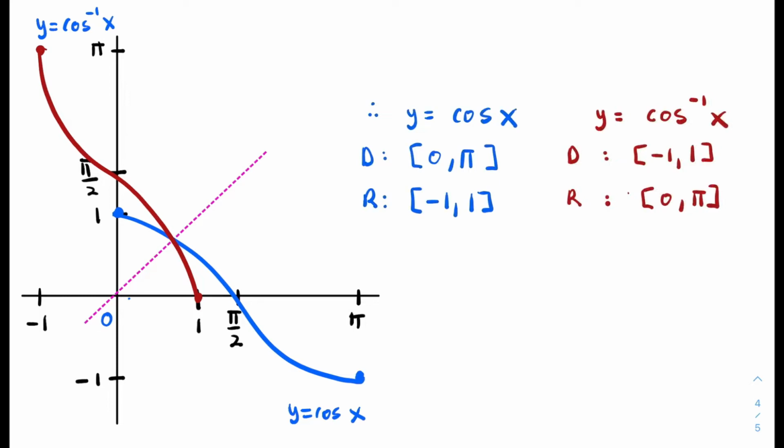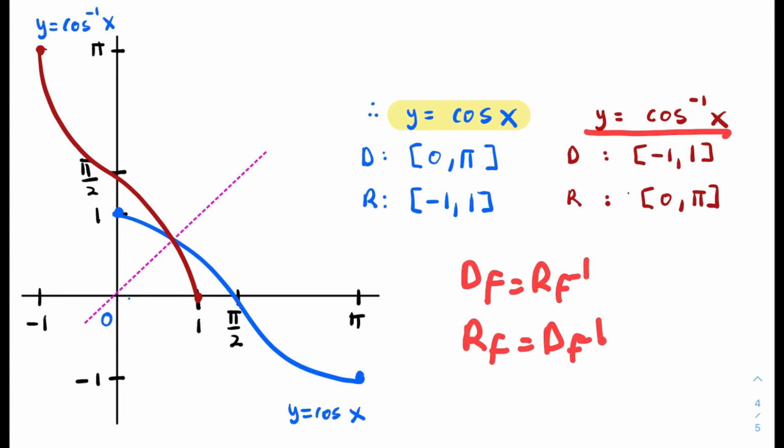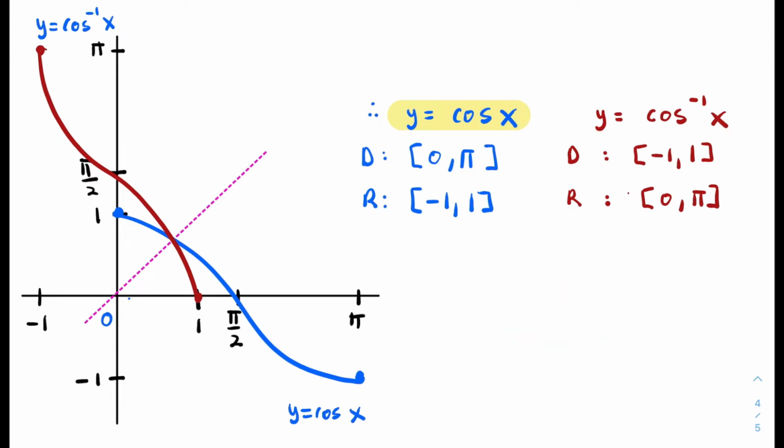For y equals cosine x, we restricted the domain to between 0 and pi, and the range is negative 1 to 1. Thus, for y equals cosine inverse x, we have the property that the domain of f equals the range of f inverse, and the range of f equals the domain of f inverse, so it flips over. The domain of cosine inverse is between negative 1 and 1, and the range is between 0 and pi.